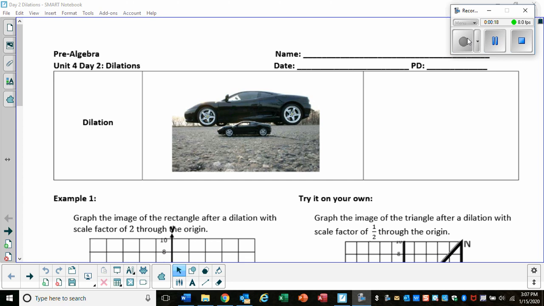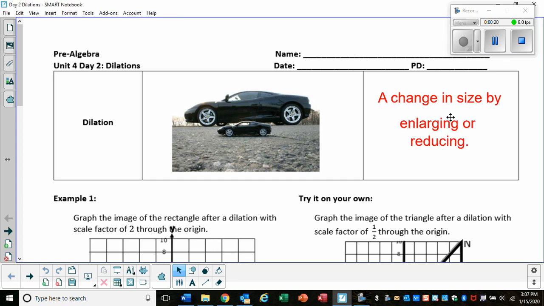Dilations are basically changing the size. Either we're enlarging something or we are reducing it. This is a good example of a dilation where it's the exact same image, but one's much larger than the other one, or we took the big one and sized down. A lot of the time you're going to hear the word scale factor, and that tells us how much we are changing the size by.